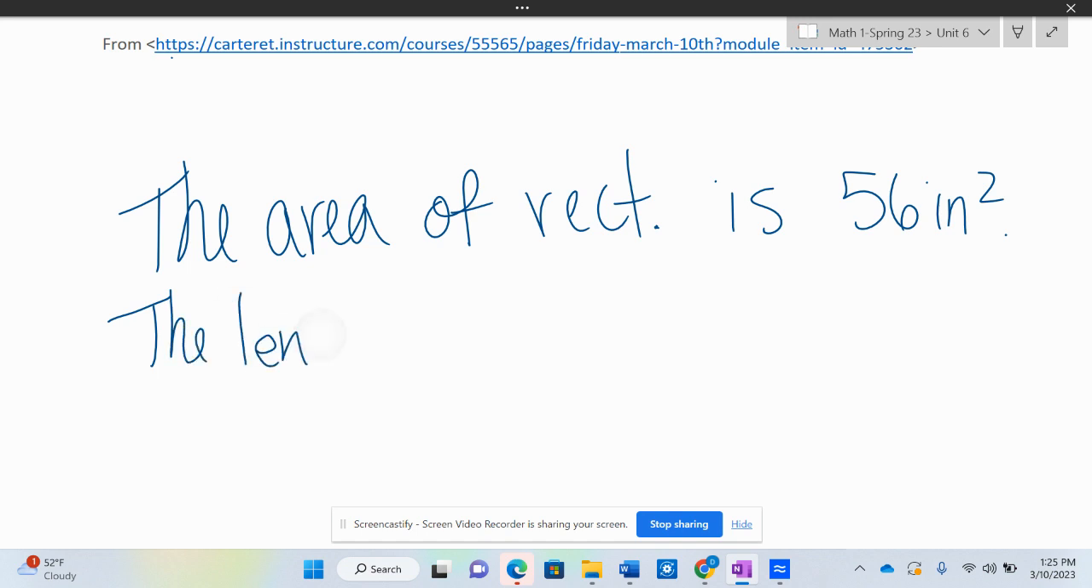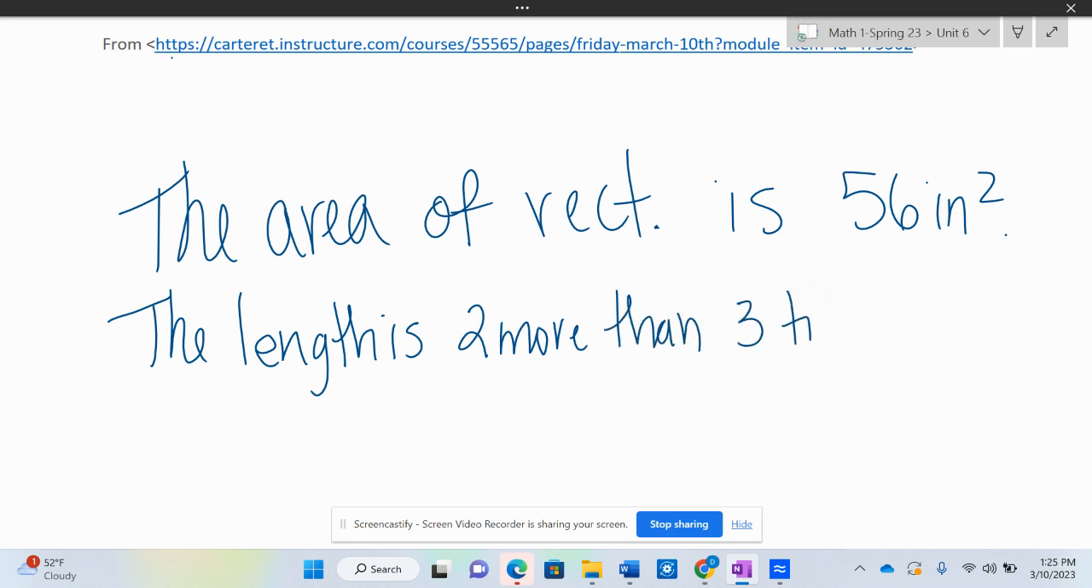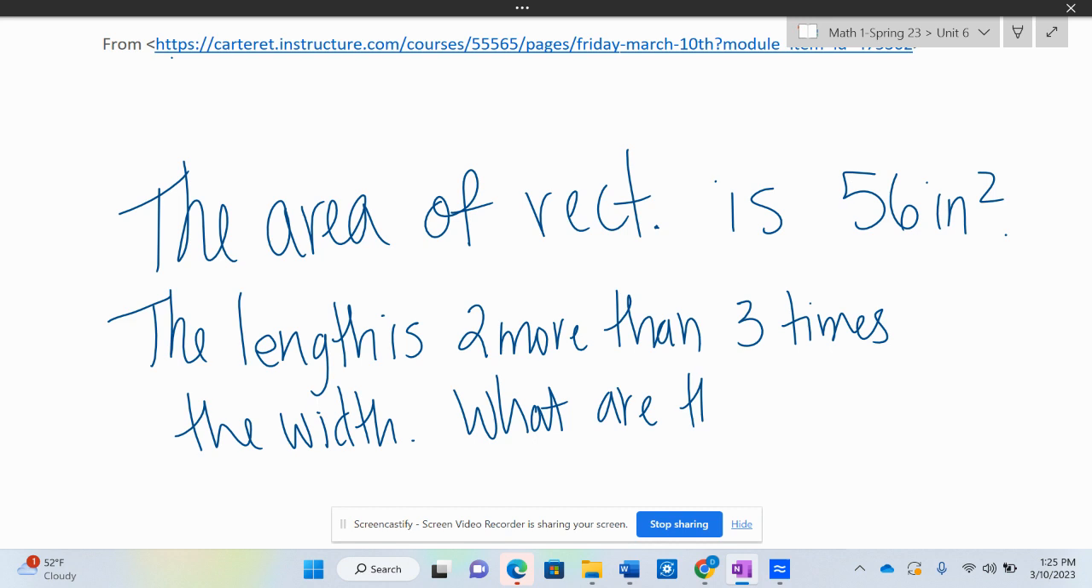The length is 2 more than 3 times the width. What are the dimensions? The area of a rectangle is 56 inches squared. The length is 2 more than 3 times the width. What are the dimensions?